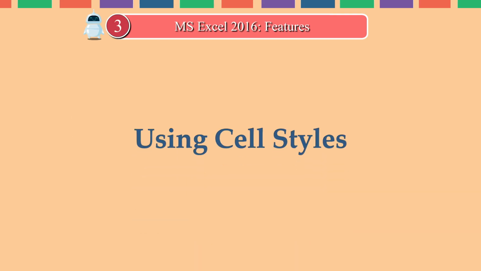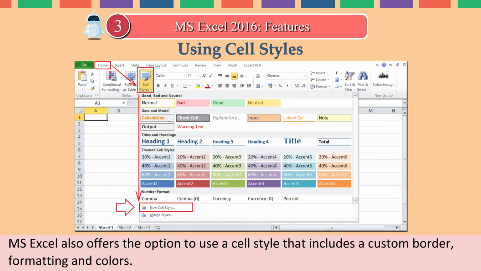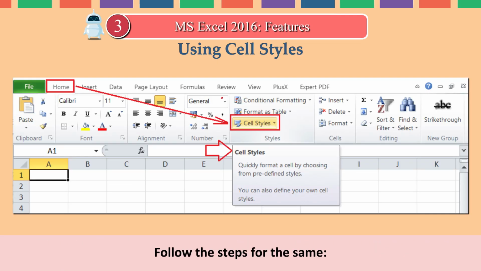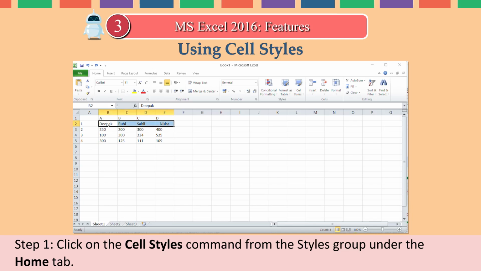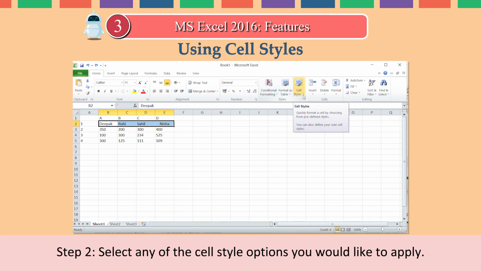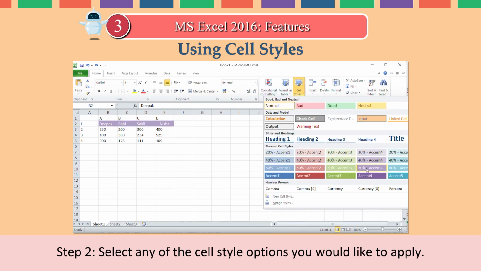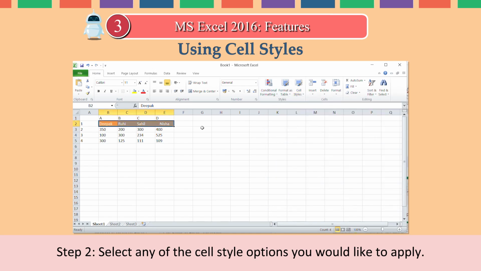Using cell styles. MS Excel also offers the option to use a cell style that includes a custom border, formatting and colors. Follow the steps for the same. Step 1. Click on the Cell Styles command from the Styles group under the Home tab. Step 2. Select any of the cell style options you would like to apply.